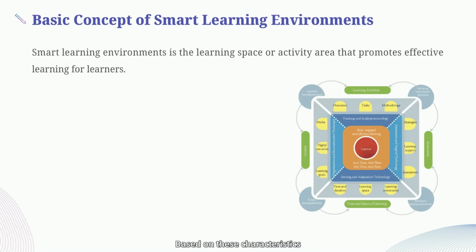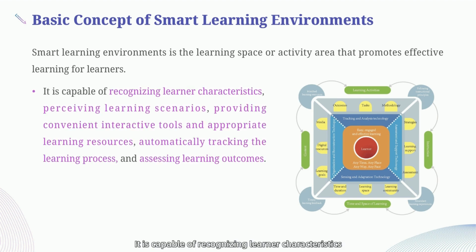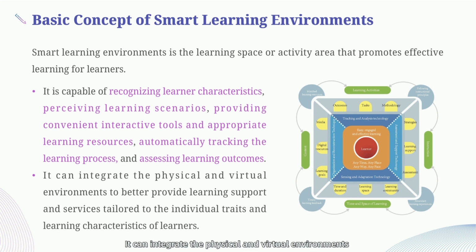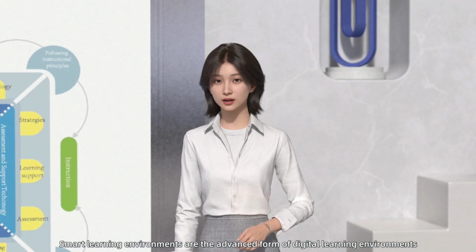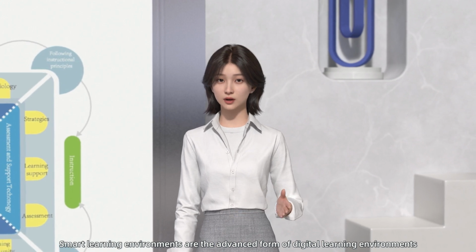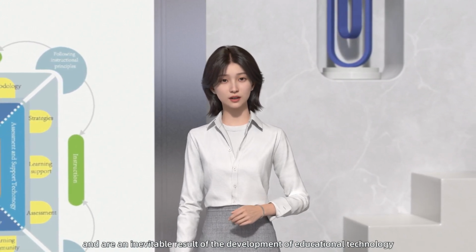Based on these characteristics, we can define smart learning environments as the learning space or activity area that promotes effective learning for learners. It is capable of recognizing learner characteristics, perceiving learning scenarios, providing convenient interactive tools and appropriate learning resources, automatically tracking the learning process, and assessing learning outcomes. It can integrate the physical and virtual environments to better provide learning support and services tailored to the individual traits and learning characteristics of learners.